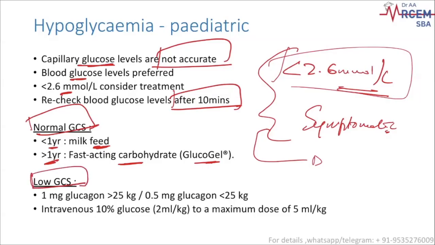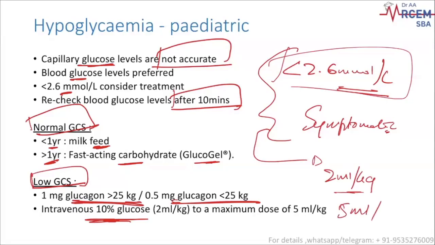What about low GCS? With low GCS, it is preferred to give glucagon here instead of intravenous glucose, because most of the time getting an IV cannula will be difficult in the pediatric age group. These are the dosings which you need not remember for the exam. But someone more than 25 kgs gets the adult dose. Less than 25 kgs is half of the adult dose, easy to remember. Intravenous glucose, what we are giving is 10% glucose, to a max of 5 ml per kg. That means initially we start at 2 ml per kg. If you want, you can increase and give as much as 5 ml per kg.